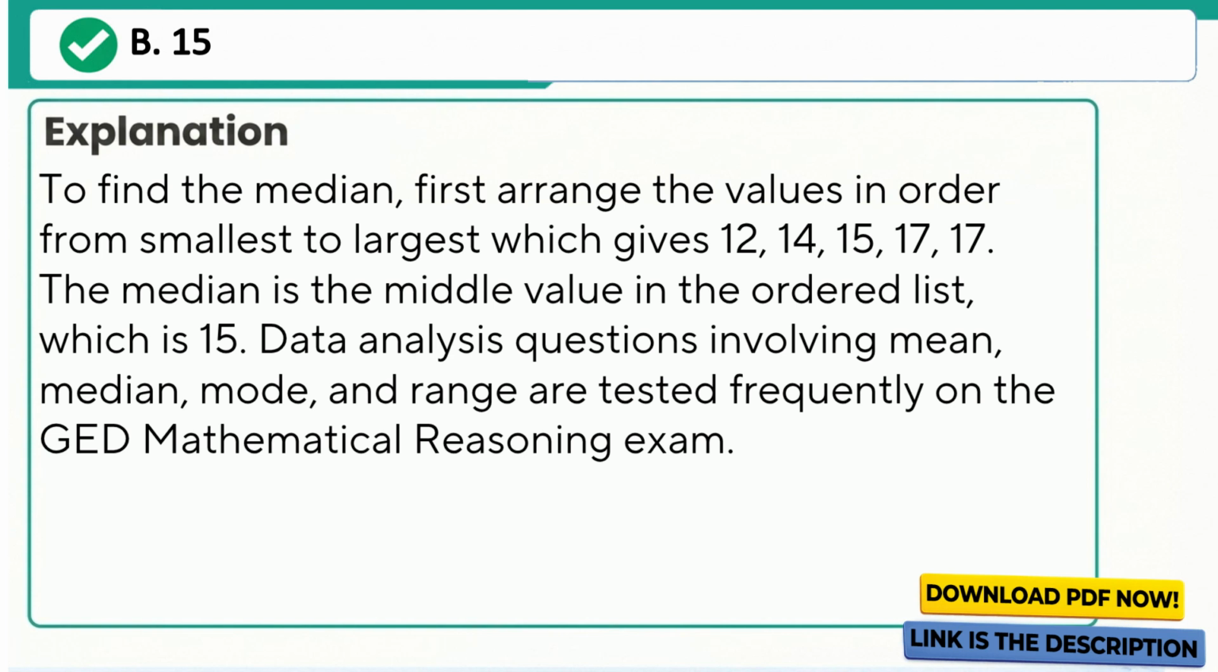Explanation. To find the median, first arrange the values in order from smallest to largest, which gives 12, 14, 15, 17, 17. The median is the middle value in the ordered list, which is 15. Data analysis questions involving mean, median, mode, and range are tested frequently on the GED Mathematical Reasoning exam.